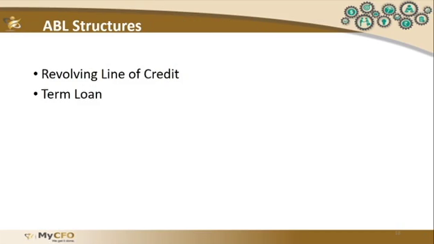These two are the main ways it can be structured: as a revolver or as a term loan. A revolving line of credit is the most common type of ABL to speak about. The facility allows the borrower to draw funds, repay draws, and redraw funds over the life of the loan. So a revolver is commonly used to finance short-term working capital, most notably inventory and AR. Cash from sale of inventory and collection of receivables is a typical source of repayment for a revolver.